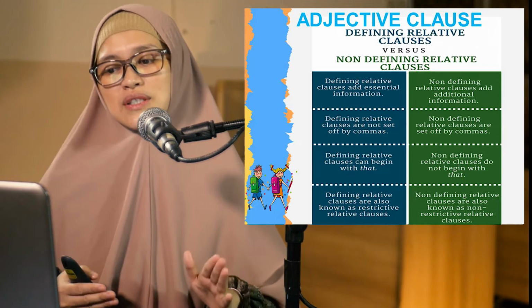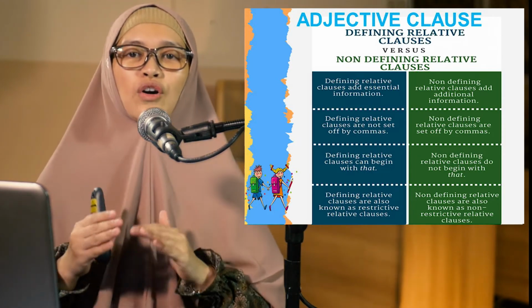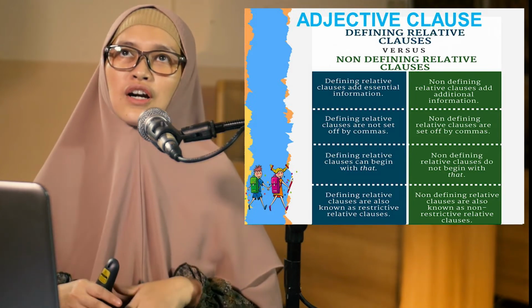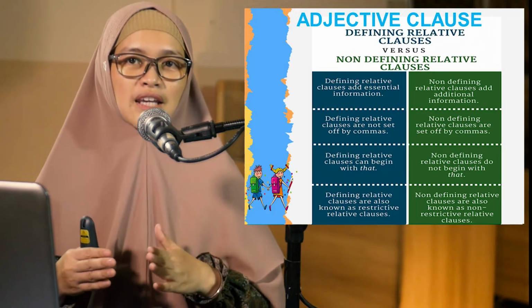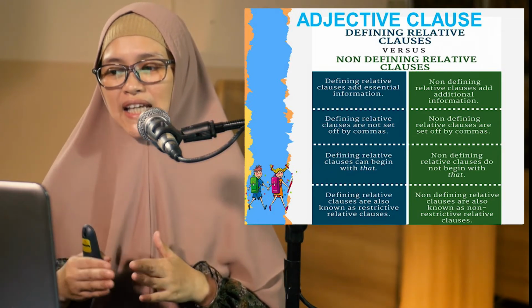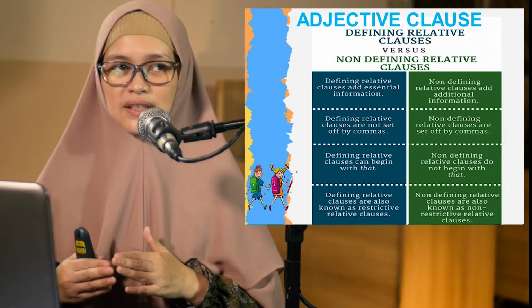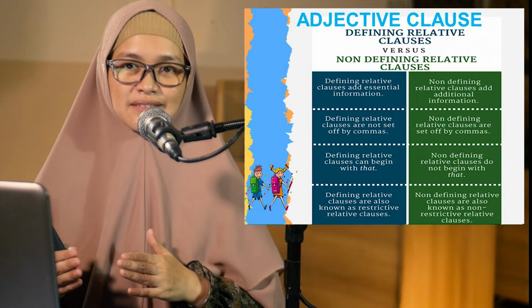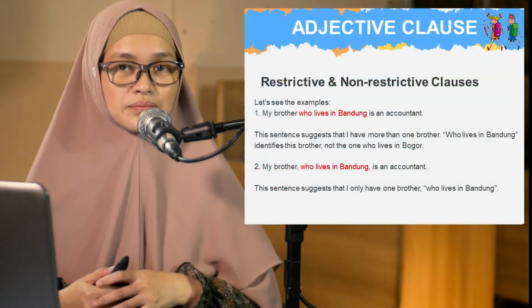Defining relative clauses can begin with that. Whether it is who, which, or whom, we can replace it with that. But in non-defining relative clauses, we cannot begin with that. Okay, this is the example.